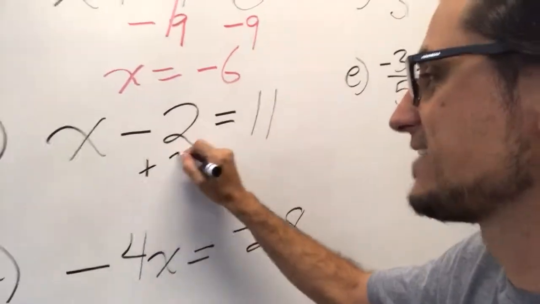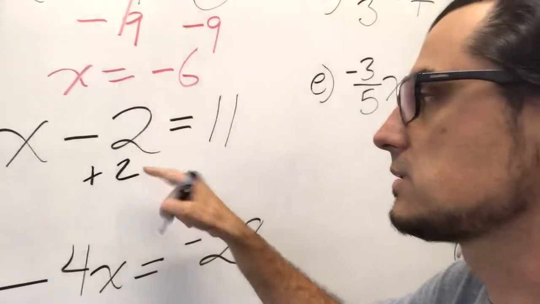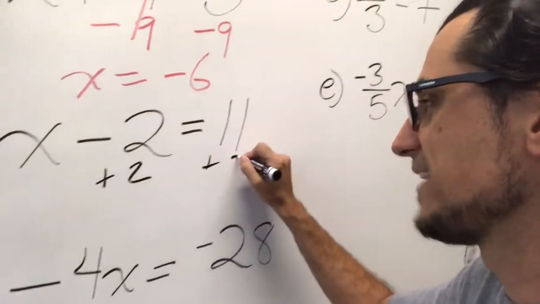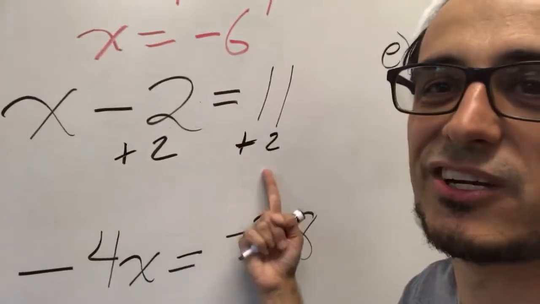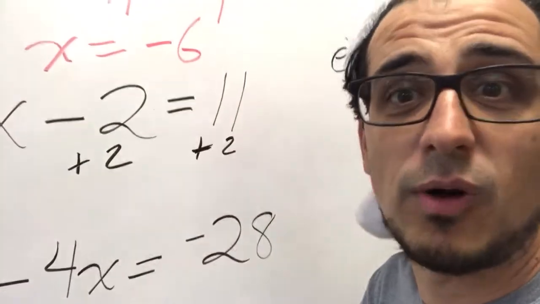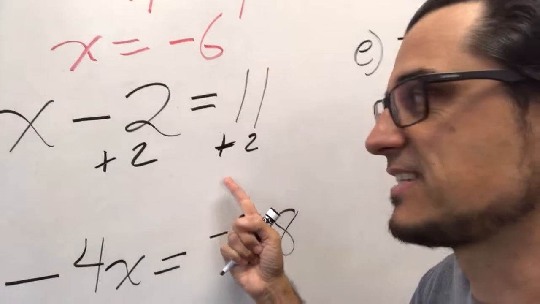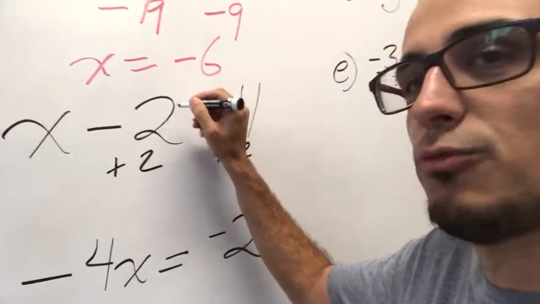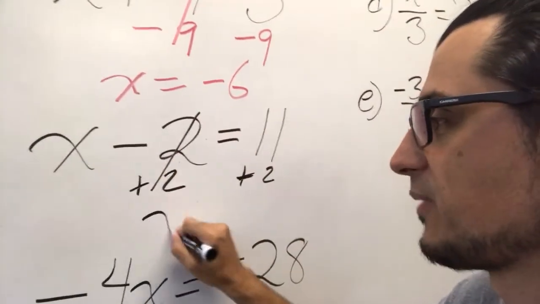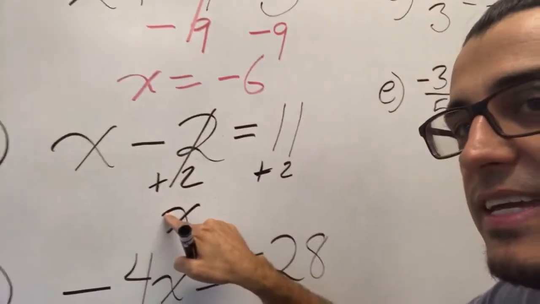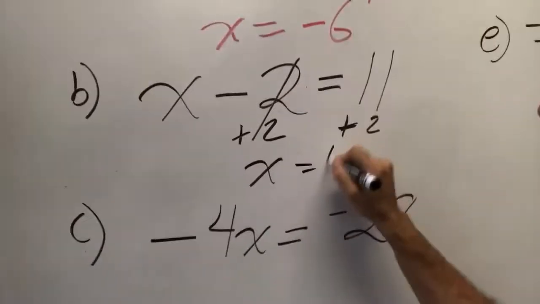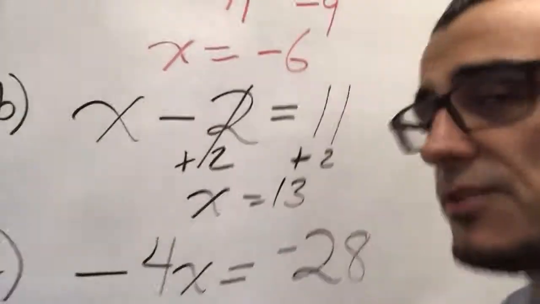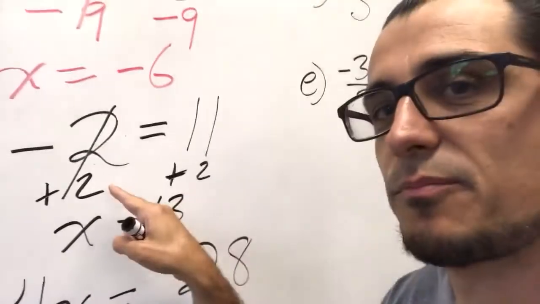So we're going to add 2. So I've got x plus 2 here, and I'm going to add 2 over here. That's called the addition property of equality, because whatever you do to one side, you have to do to the other. Once again, addition property of equality: add to one side, you add to the other. The negative 2 plus 2 cancels itself out. I'm left with x, which is equal to 11 plus 2, which is 13. Very nice. So here we had the addition property of equality.